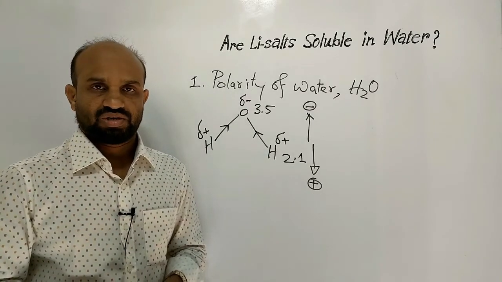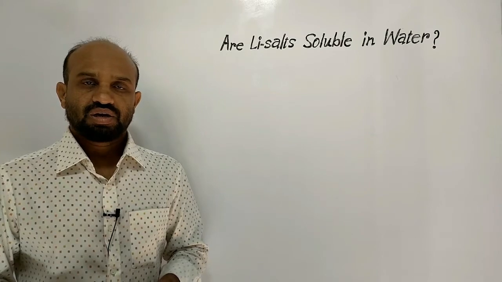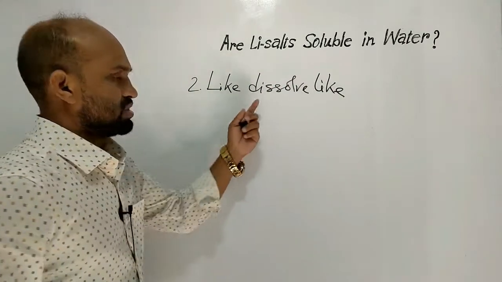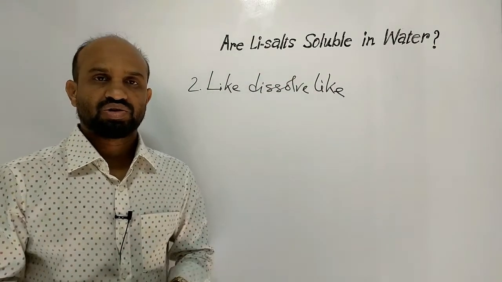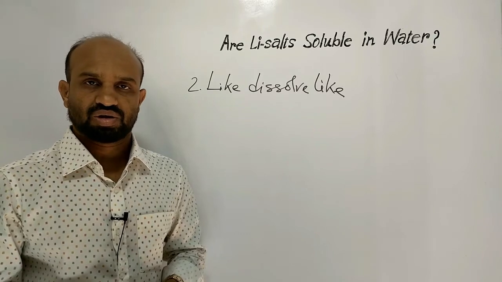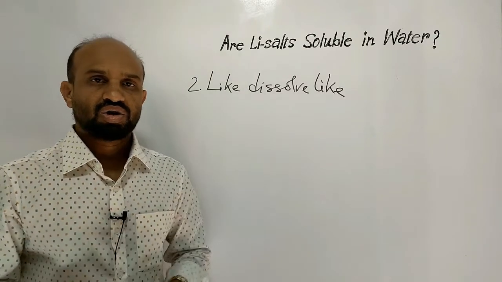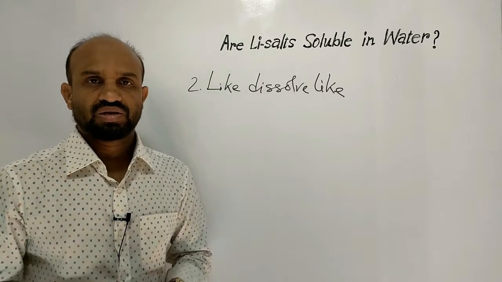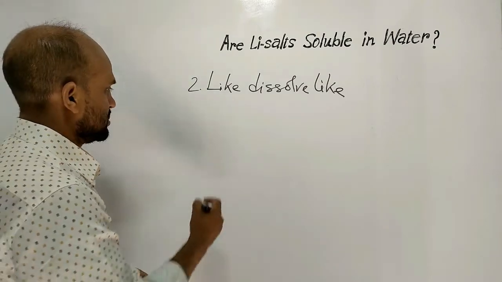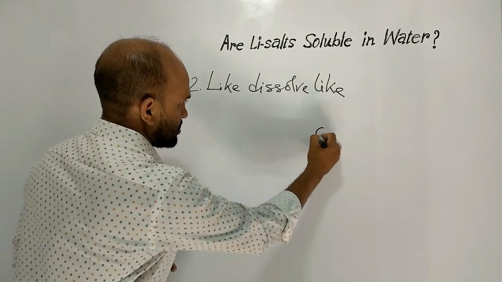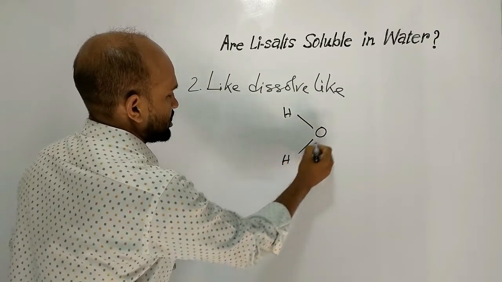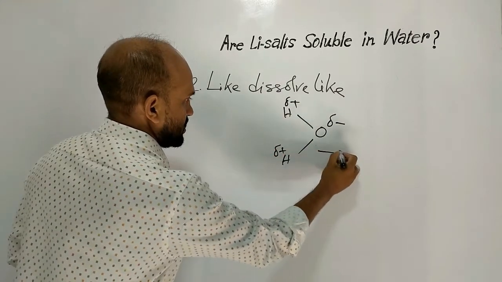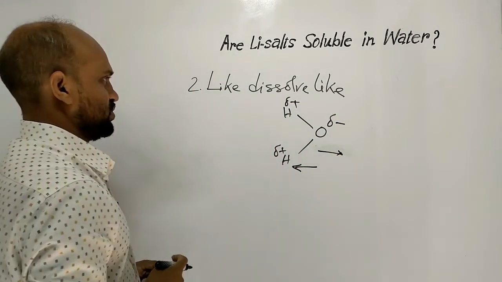Let's move on to the next point. The second point is like dissolves like. That means polar solute dissolves in polar solvent and non-polar solutes dissolve in non-polar solvents. Let's see the matter in detail. Here, we already learned that water is a kind of polar molecule, with a negative pole and a positive pole.